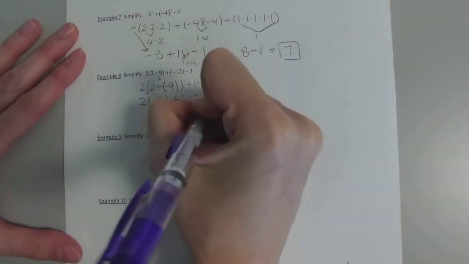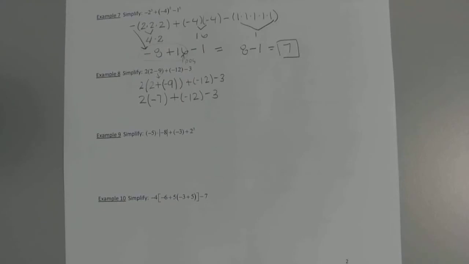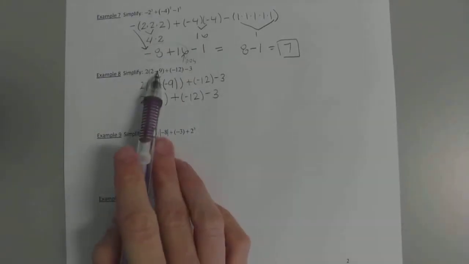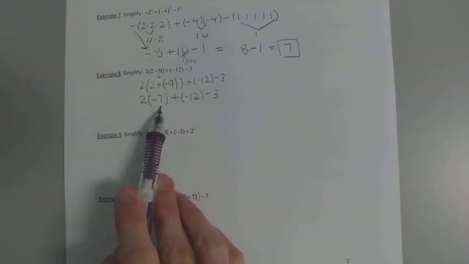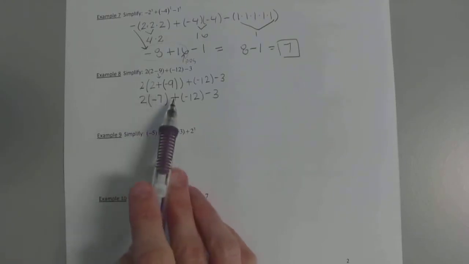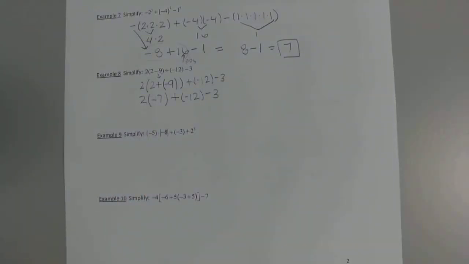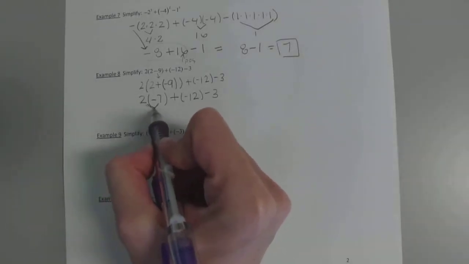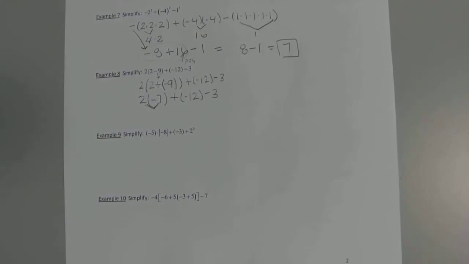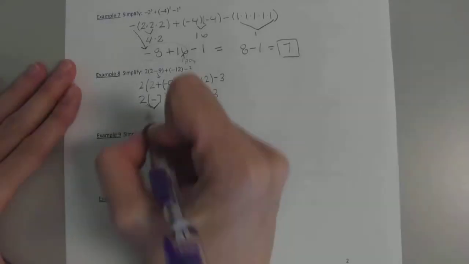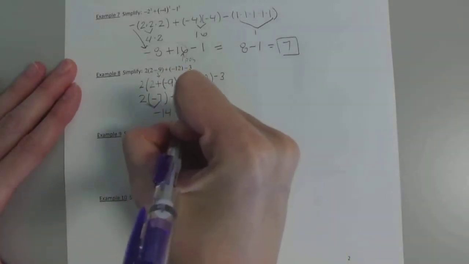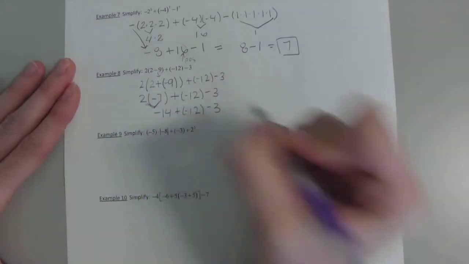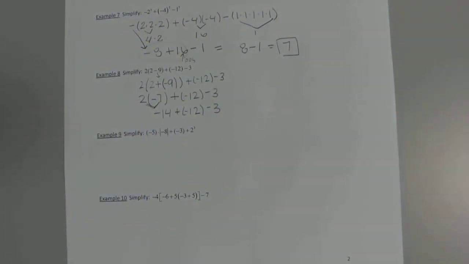Guess who's still tagging along? Plus -12, -3. I haven't done anything with them. So I rewrote my subtraction as an addition problem, and I did that addition problem. Now I have multiplication, addition, subtraction. What am I going to do next? Multiplication. What's 2 times -7? -14. Why do you know it was negative? You're right. Negative times a positive. So this is -14 plus a -12 minus a 3.